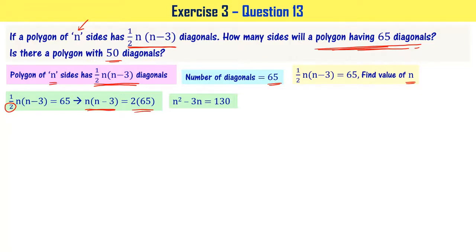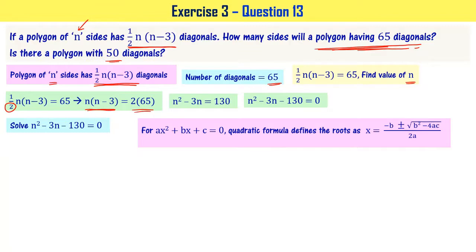It can be further rearranged and written as n square minus 3n minus 130 equal to 0. This is the equation we have to solve. When you want to solve, we can make use of any of the methods we know. Let's use quadratic formula. When you use quadratic formula, we have to first say what are the values of a, b, c, right? A equal to 1, it is here. B equal to minus 3 and c equal to minus 130.